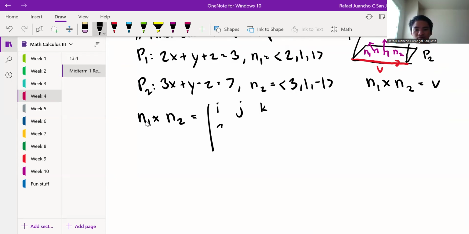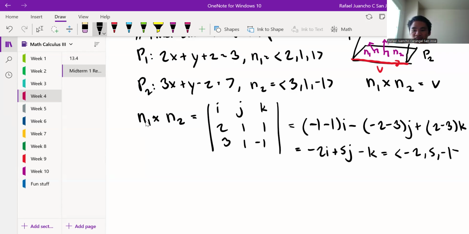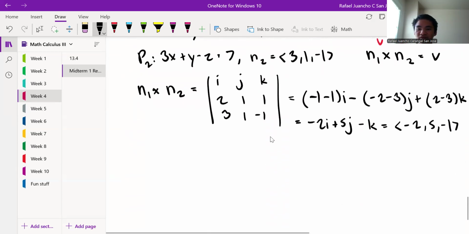I, J, K, 2, 1, 1, 3, 1, negative 1. And I take out my I, so I get negative 1 minus 1 for my I, subtract. Take out my J, negative 2 minus 3, that's my J, add. And I take out my K, I get 2 minus 3 for my K. And I get negative 2I plus 5J minus K. So I have this direction vector here. And I'm done. I got my parallel vector.